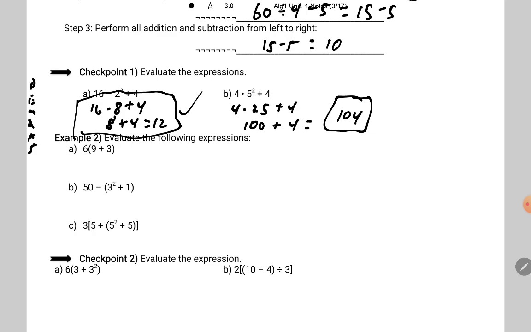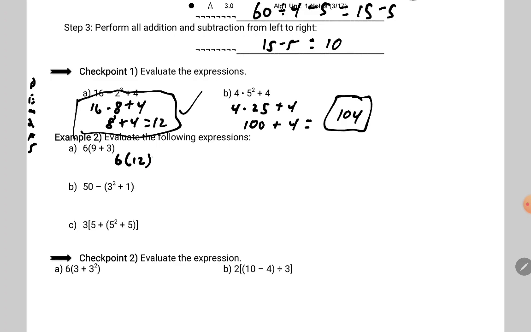Evaluate the following expressions. Here we go again. PEMDAS, start with parentheses. So we have 6 parentheses 12. You should already know this, but this is basically saying 6 times 12. The parentheses could also mean multiplication if there's a number right next to it, like there is here. 6 times 12 is 72. And that's our answer. Not much work to show there.